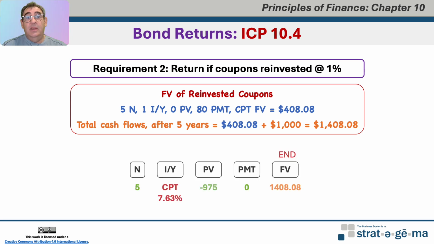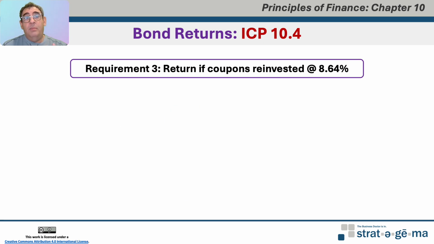$1,408.08. To calculate what the return is, we already have 5 N in the calculator, so we can leave it. The PV should be 975. The payment is still 0, so all we do is replace the future value with 1,408.08, compute the I/Y now, and we get 7.63%.